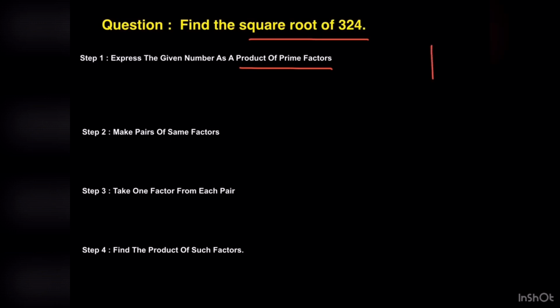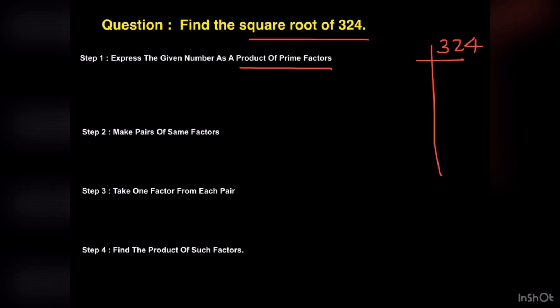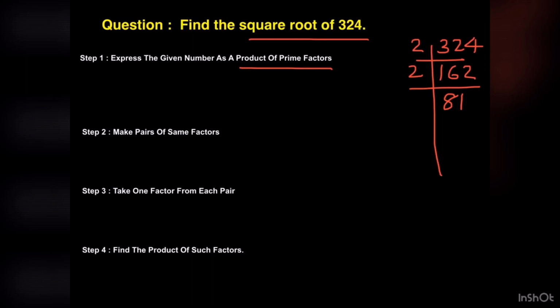So let's do the prime factorization of 324. We see here 324 is an even number, so we can divide it by 2. 2 times 162 gives 324. Again 162 is an even number, so we can divide it by 2. 2 times 81 gives 162. Now we see that 81 is not an even number, so we cannot divide it by 2. So the next prime number is 3, and 81 is divisible by 3.